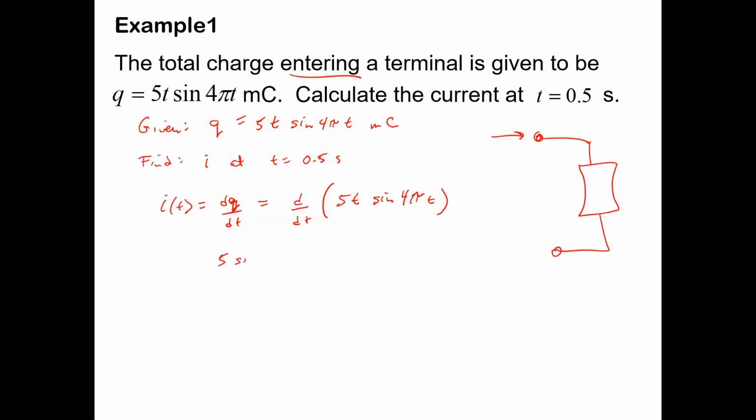So you take the derivative of this guy times that. So 5 sine 4 pi t plus, then you take 5t and then take the derivative of sine 4 pi t, which is going to be cosine of 4 pi t times 4 pi. And that means I at t equals 0.5 seconds is going to equal, well, you plug in 0.5 to this, and this, and that'll give you 31.42 milliamps.